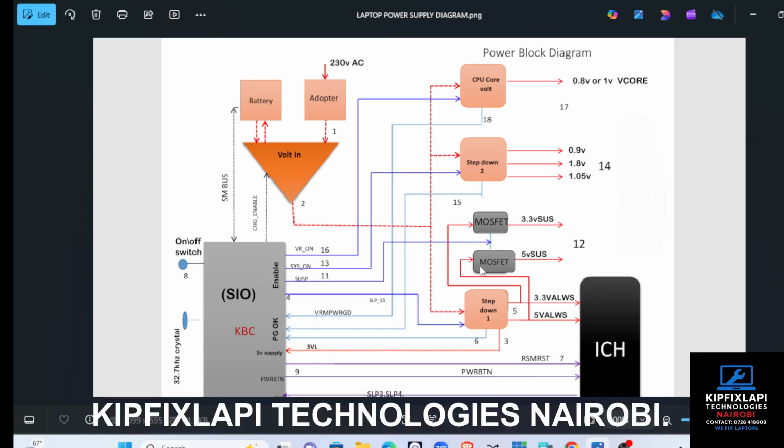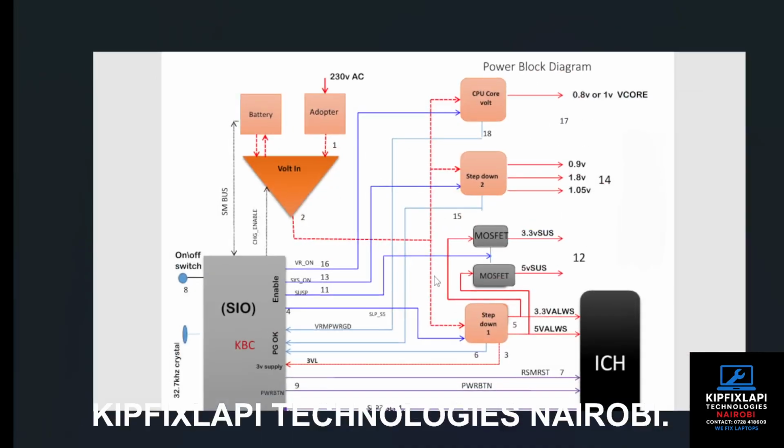Today, we shall be talking about the power block diagram. This is a diagram which shows how the voltage flows within the motherboard, starting from the power port when you plug in your adapter, or from the battery when not plugged in, until the voltage reaches the V core of the CPU, the PCH, ICH, or any other component within the motherboard.